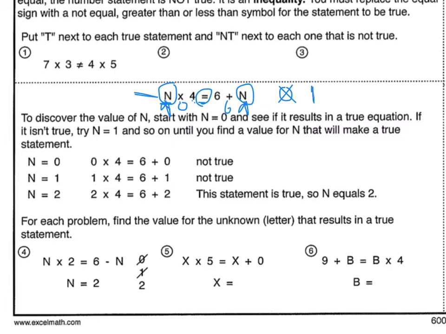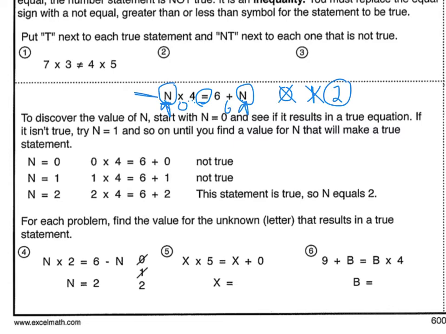Now let's try the number 1. Is 1 times 4 equal to 6 plus 1? No, because 1 times 4 is equal to 4, and 6 plus 1 is equal to 7. So 1 does not work. Do you see I'm just picking numbers, I'm guessing, and then I'm checking to see if that number works. Let's go to 2. If I plug 2 in on the left side, 2 times 4, well, that's equal to 8. And then I plug in 2 on the right side, 6 plus 2, that's also equal to 8. So I discover that 2 works on both sides.